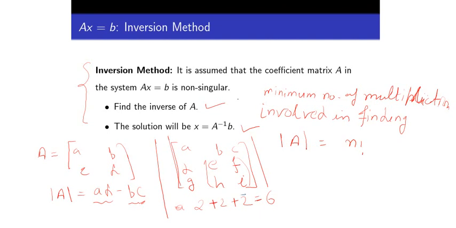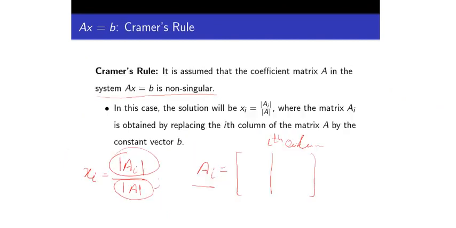Similarly, we have also discarded Cramer's rule, since it involves the evaluation of determinants. We have also shown that the evaluation of a determinant uses at least n factorial multiplications, so you can verify how large that is when n equals 10.